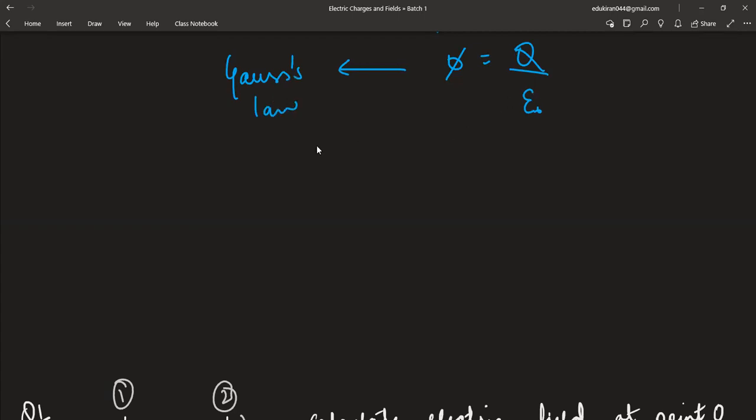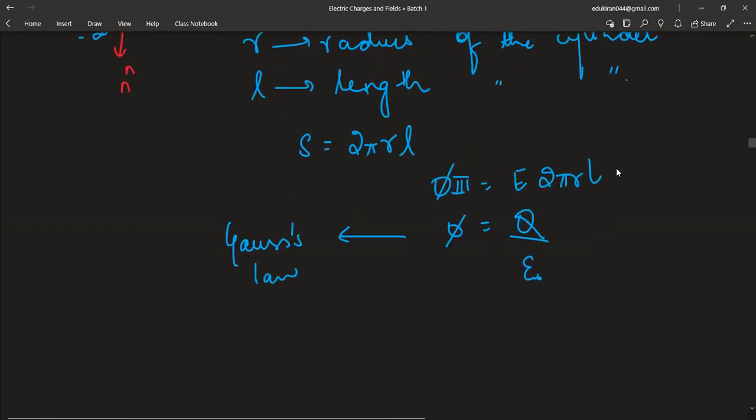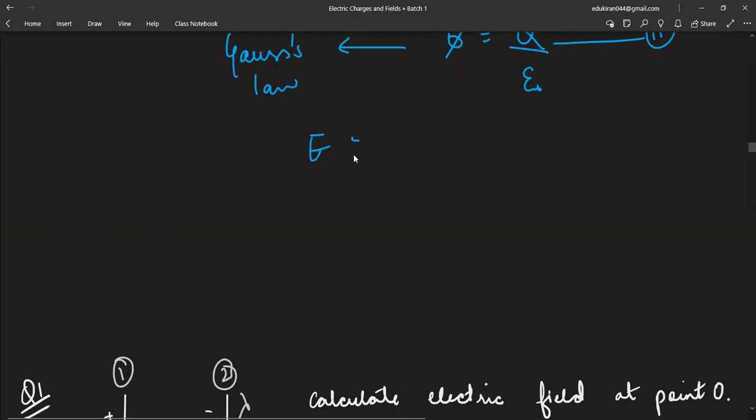So see, when you equate both of these, ultimately both of these are giving you the flux, the first equation, the second equation. So using 1 and 2, you will have E into 2 pi R L is equal to Q divided by epsilon naught. Now one thing class, this is a wire. A wire is a straight line, and for a straight line we have one-dimensional charge density. So what is the continuous charge distribution for one dimension? It is the linear charge density. Lambda is equal to Q by L.